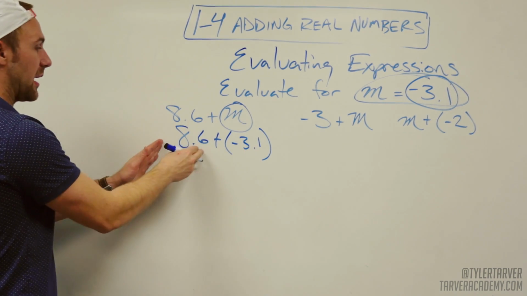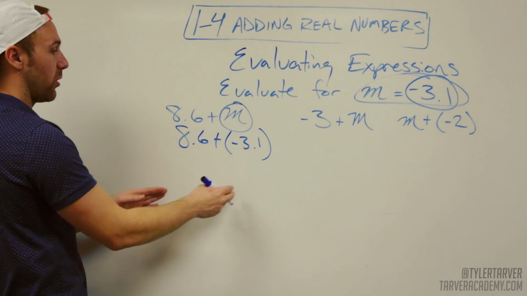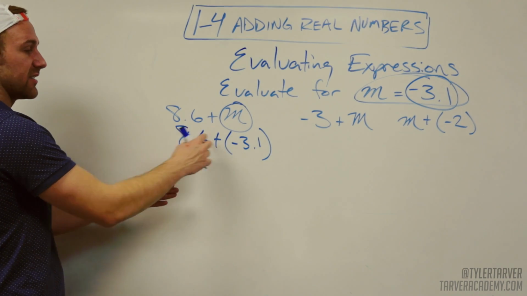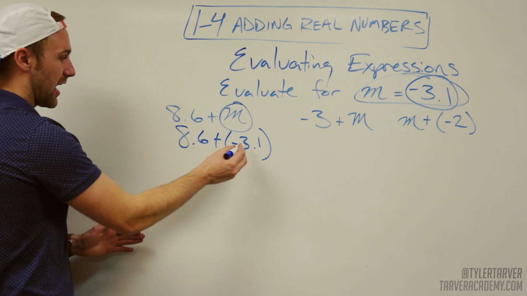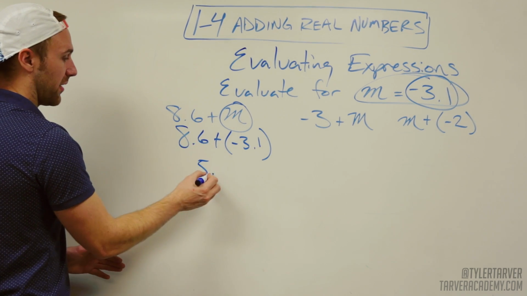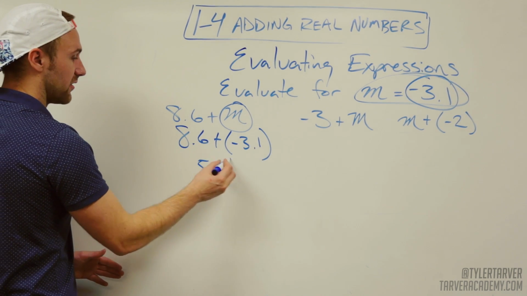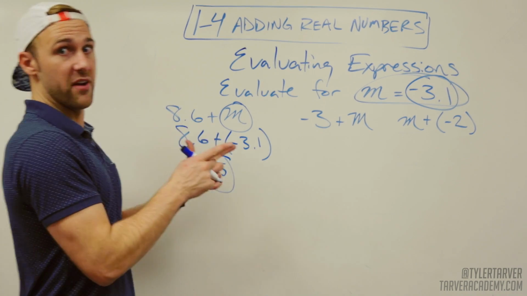Now I can solve it. 8.6 plus negative 3.1, which we know those cancel over, and it's 8.6 minus 3.1. So it's going to take some of that down. 8 minus 3 is 5. Put my decimal. 6 minus 1 is 5. So that's my answer. Moving on.